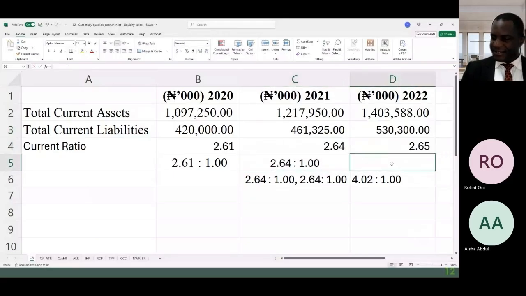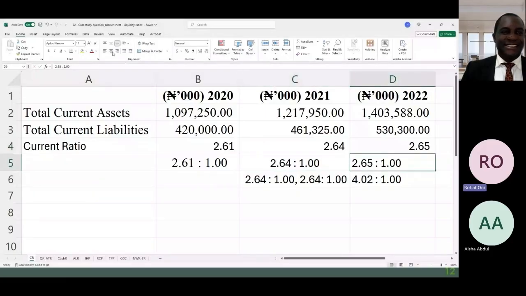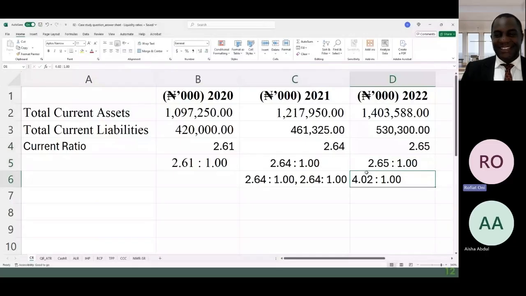Rufi, will you check your figures? Yes, I mixed up the figures. I picked total assets. You picked total assets, okay. In the second year, you have... Yes, I mixed up the figure. Yes, I noticed you have 4.02. So you're correct. I've confirmed.